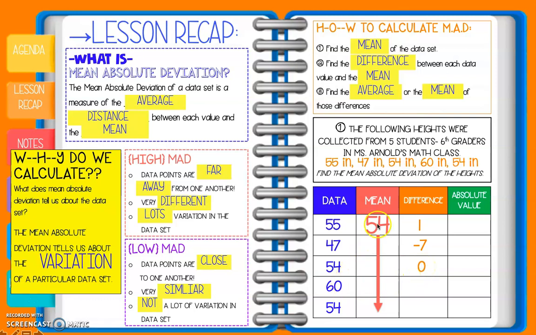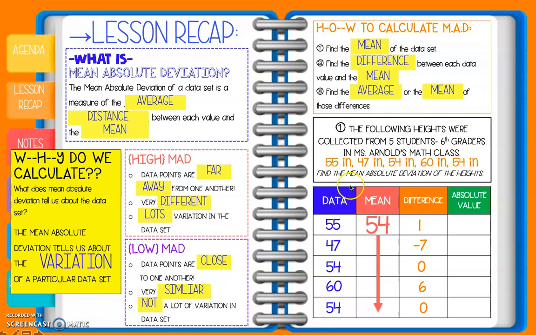60 minus 54 gives me a 6. 54 minus 54 gives me a 0. Okay, so we're done with our third column. Then we're going to move over here to our fourth column. And if we're talking about distance, we always want the absolute value because distance can't be negative.